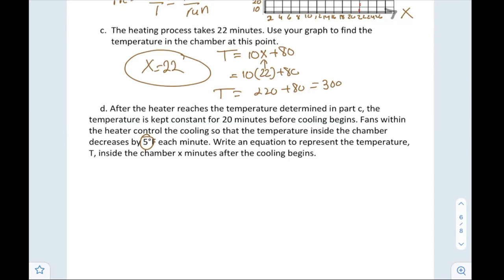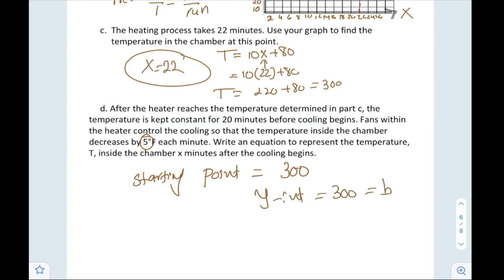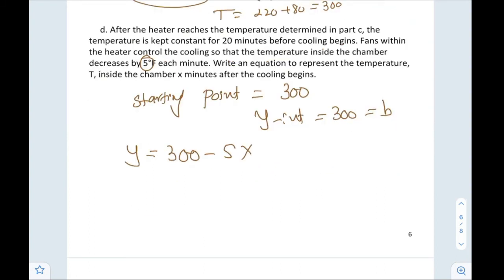For the equation here, we have to be careful to consider the starting point. The starting point is the value that we obtained in part C, which is 300. So this is my y-intercept, which is B. And it is decreasing by 5 degrees each minute. So it will be 300 minus 5x. If you modify it, this is T, temperature, or y, we can say temperature because he's talking about temperature. So our temperature will be minus 5x plus 300 in slope intercept form.